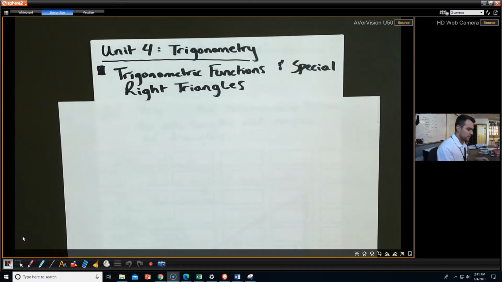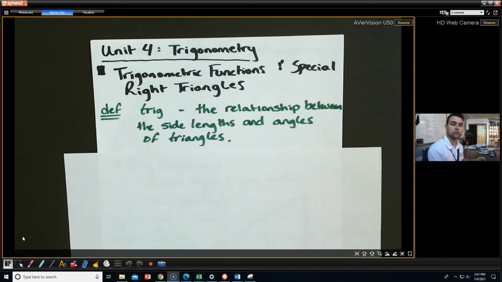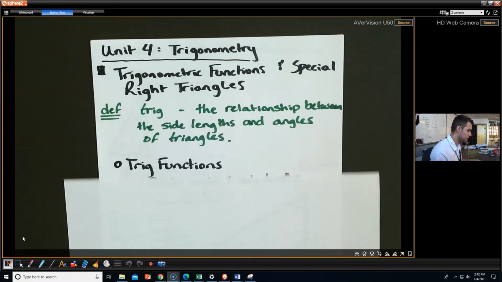First of all, hopefully you responded to that bell work and got some cool ideas of what trigonometry is. Here's my rough definition: trig is the relationship between the side lengths and angles of triangles. That's really it. We specifically like to look at right triangles a lot because they're a lot easier to work with, as you're going to see in a little bit. So for all intents and purposes, right triangles are the only triangles we're going to be focusing on, okay?